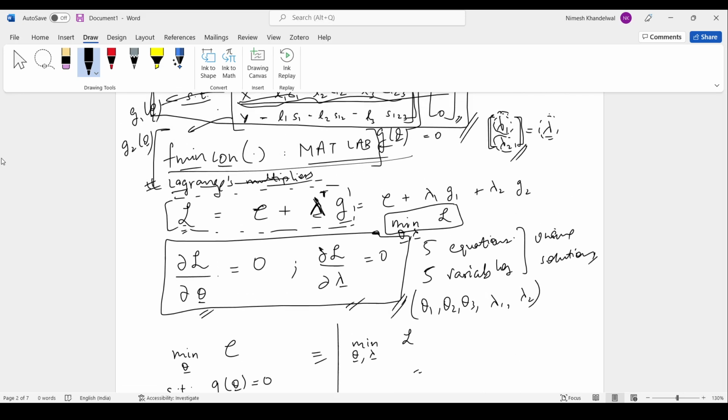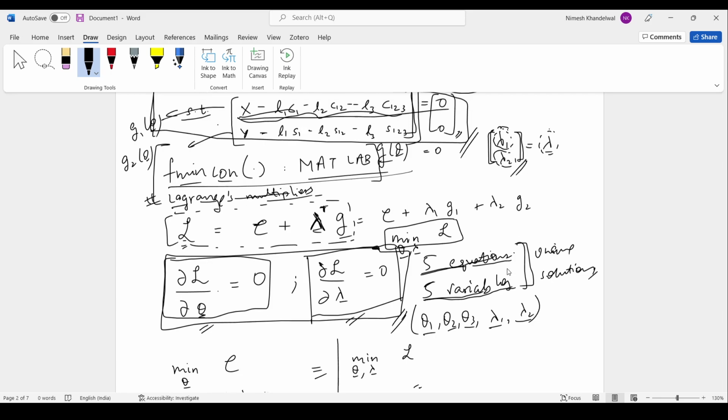Okay, so what this leads to actually, this partial derivative will give you three equations, and the second one will lead to two equations. So finally you end up with five equations, and there are in total five variables, right? Theta 1, theta 2, and theta 3, and the additional Lagrange multipliers, lambda 1 and lambda 2. Since there are five equations and five variables, this will lead to a unique solution, and that is what was required for redundancy resolution.